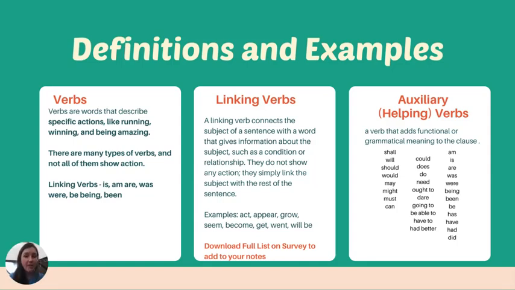Then we have auxiliary verbs. These are also known as helping verbs. A helping verb is a verb that adds functional or grammatical meaning to the clause. Now, we haven't gone over clauses yet, but these are lists that I always suggest my students memorize. If you can memorize linking verbs, the list that goes under them, and helping verbs, it'll help you to easily identify and distinguish them in a sentence. So we have shall, will, should, would, may, might, must, can, and I'm not going to read the whole thing. But these are verbs that you should maybe come up with a way to memorize or just a way to identify that these are helping verbs.